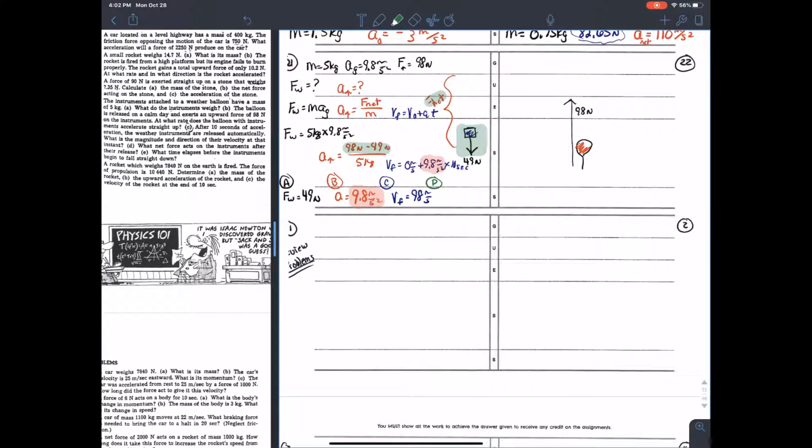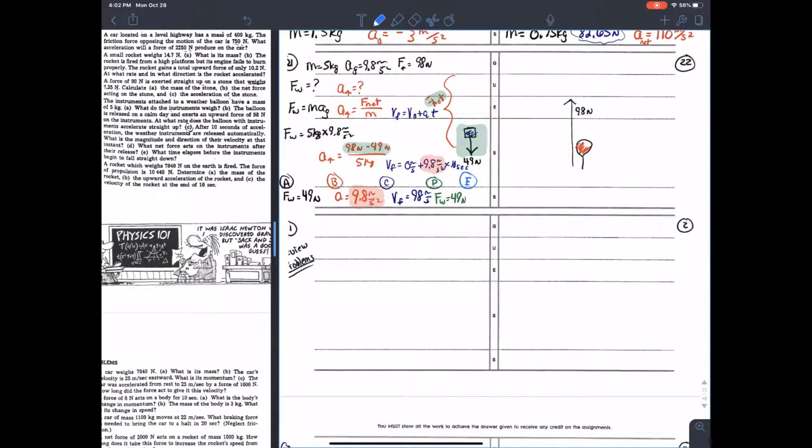What's the force? Letter D. You don't need to do any math with that, because the only thing that's left after we got rid of the balloon, the only force acting on this is the weight of the object. And that's 49 newtons acting downwards. That's the sum of that acting on it. All right, and it says the last thing, letter E.